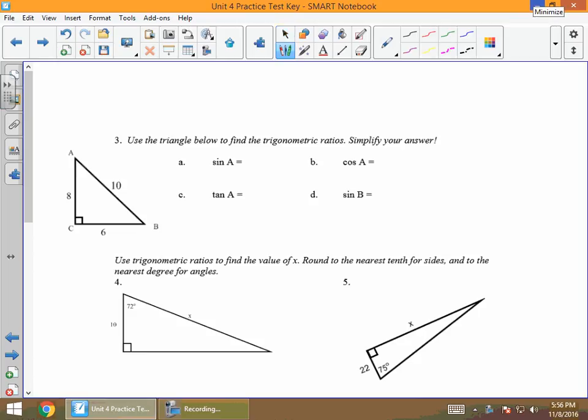Here is video 2. And on page 2, really this page is about one major concept. It is about SOHCAHTOA. Again, that is sine is equal to the opposite over the hypotenuse. Cosine is equal to the adjacent over the hypotenuse. Tangent is equal to opposite over adjacent.